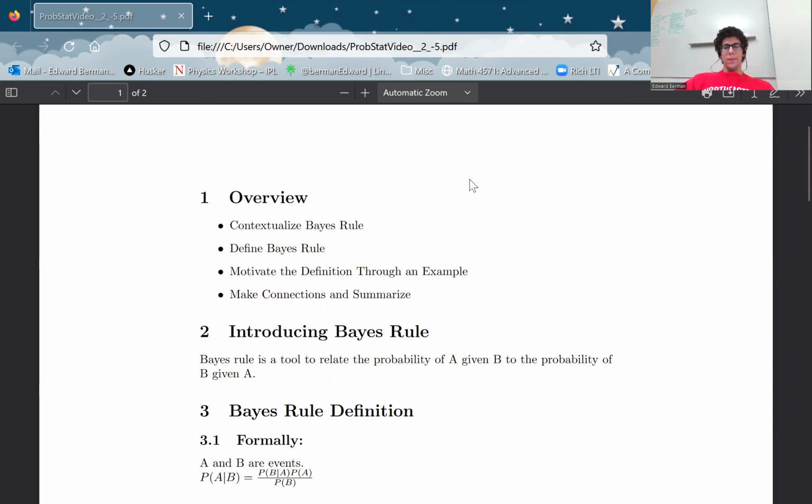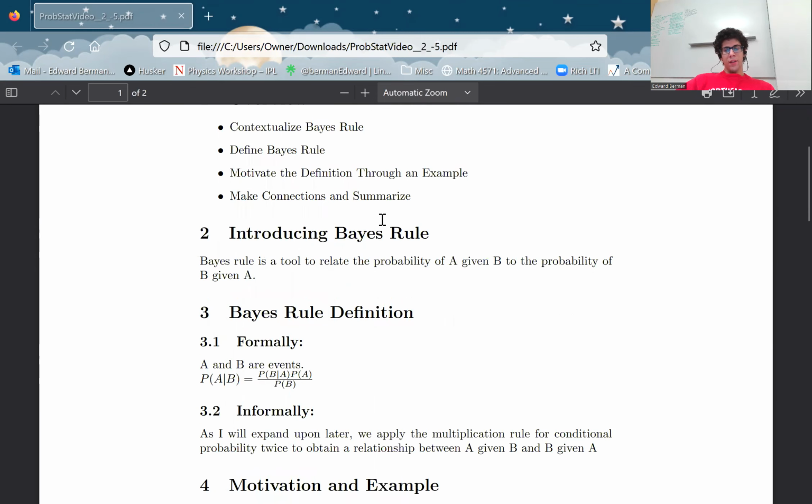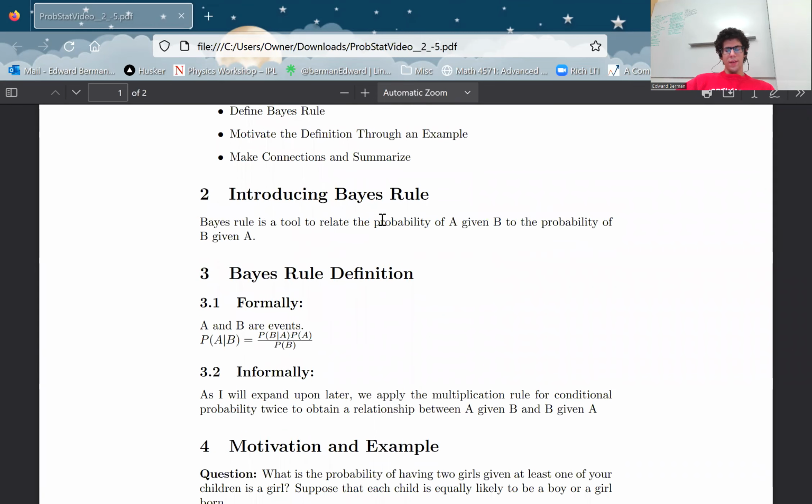As a bit of an introduction, Bayes' rule is a tool to relate the probability of A given B to the probability of B given A. Formally, we have A and B are events. The probability of A given B is equal to the probability of B given A times P of A divided by P of B. As I will expand upon later, this comes from the multiplication rule for conditional probability applied twice to get the desired relationship between A given B and B given A.